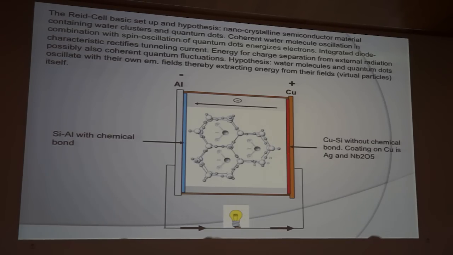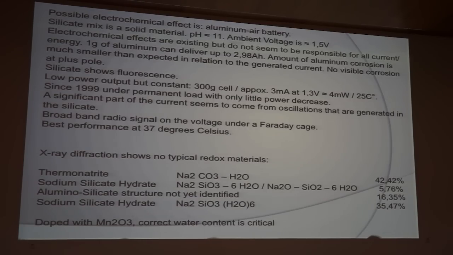Now, I will get to that picture just now. I just want to point out a few general features of the cell. Now, the only possible electrochemical effect that is known to us is an aluminium air battery effect. The silicate mix is a solid material which has a pH of around 11. The ambient voltage is around 1.5 volts. The electrochemical effects are existing, but do not seem to be responsible for all current and energy. 1 gram of aluminium can deliver up to 2.9 ampere hours.